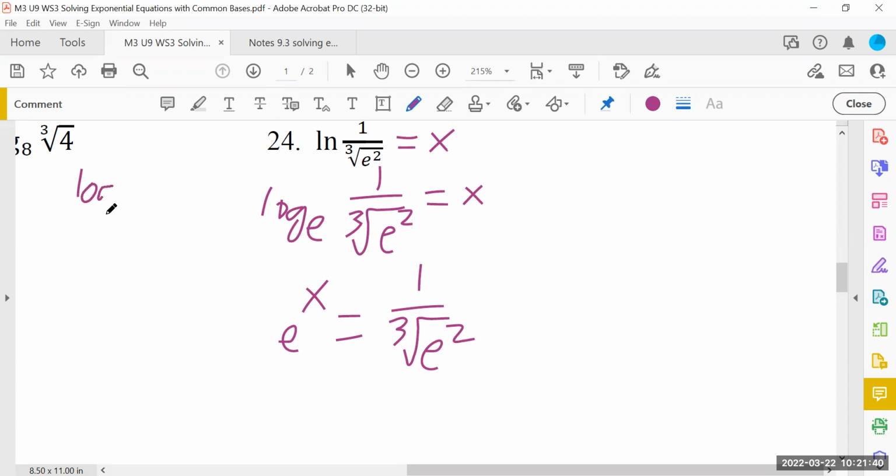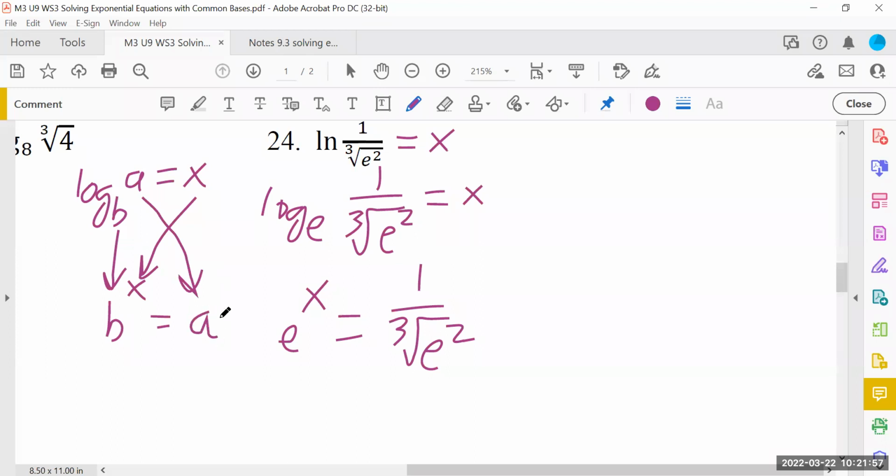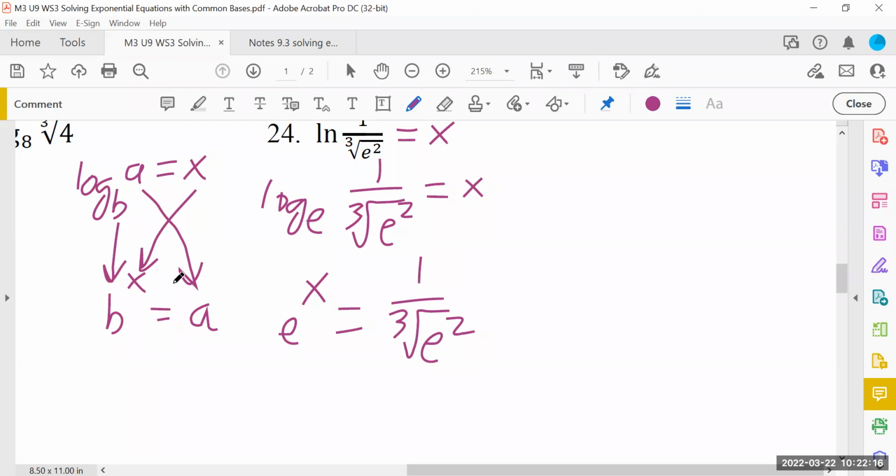If I have log base B of A equals X, the base comes down, whatever I'm equal to is my exponent, and whatever was inside the parentheses is now what I'm equal to. This is essentially what we're doing right now. We're taking that log and rewriting it in exponential form. And again, that is what a log is. It's a rewritten form of an exponent. So here, we've already set that up. E to the x power equals what was inside the parentheses.